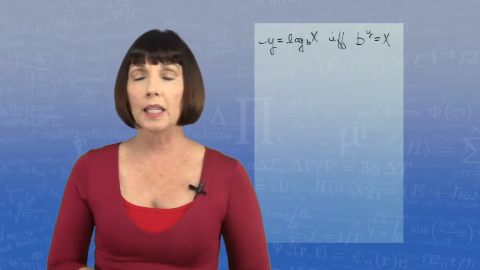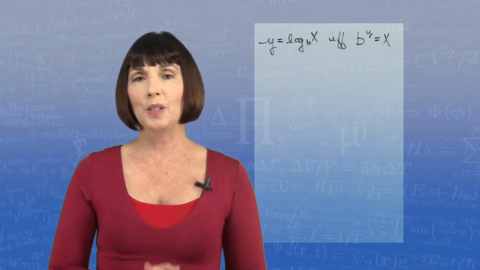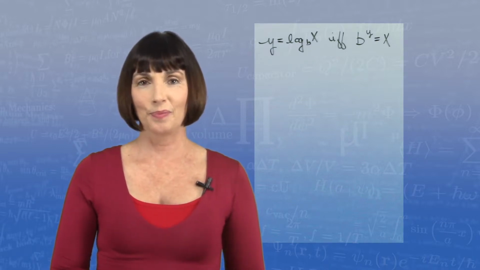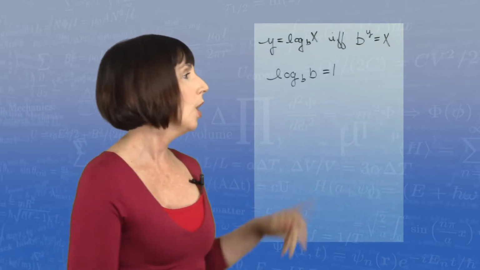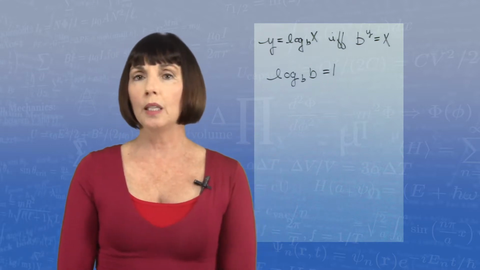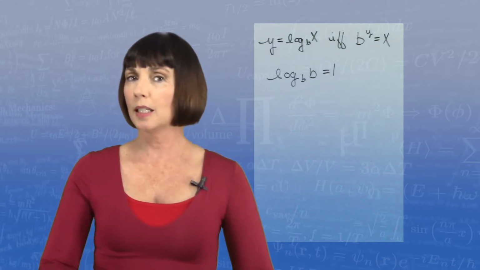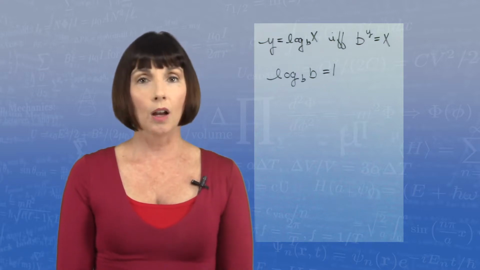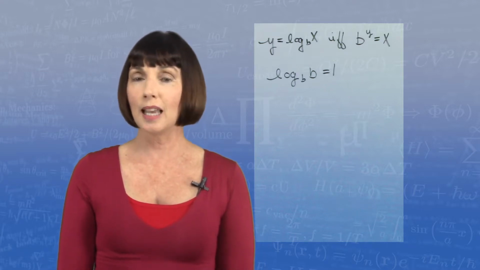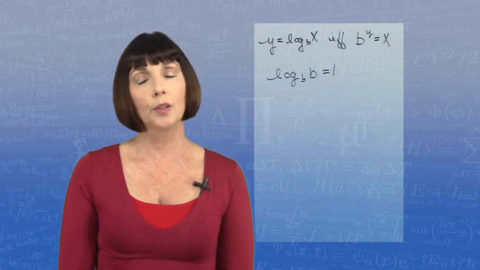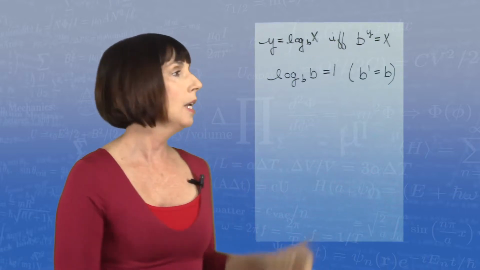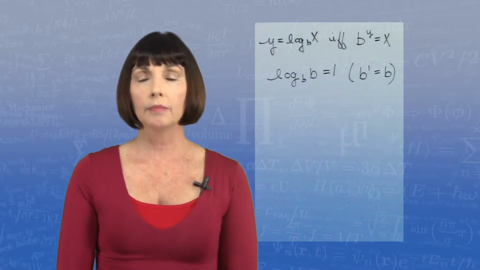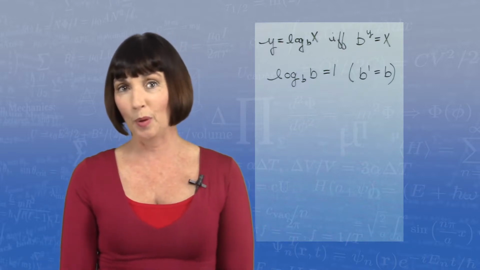Let's take a look at some properties of logarithms. Now remember, y equals log base b of x if and only if b to the power of y equals x. Okay, here's our first property. Log to the base b of b equals 1. I'm going to write that in exponential form so you can see it a little easier. Now remember, the logarithm is the exponent. So in this case, the exponent is 1. The base is b. So we would get b to the power of 1 equals b. And we know that to be true from working with exponents.